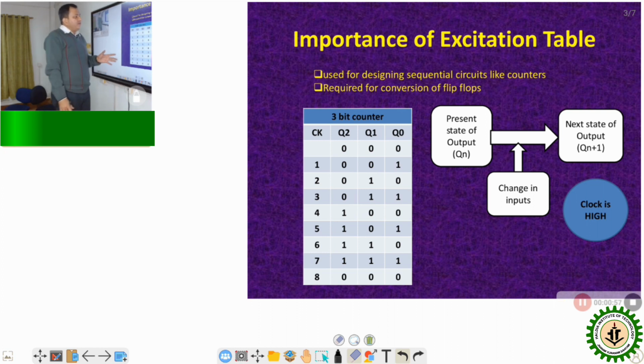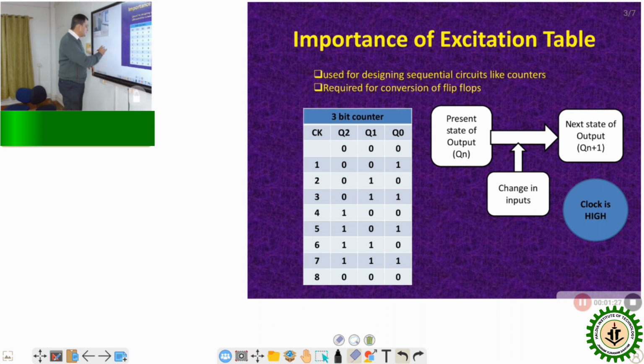Now, what is a flip-flop? A flip-flop is an essential block for sequential circuits. It acts as a single-bit memory. That means it stores one bit of data, either 0 or 1. So if there is no excitation in the input, no input is given further, then the data will be stored. This data is known as the present state.